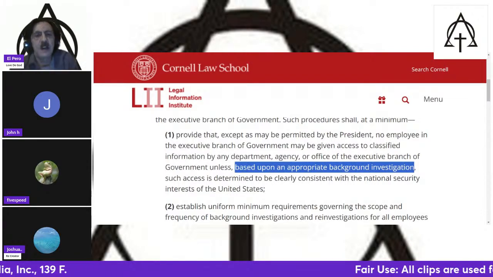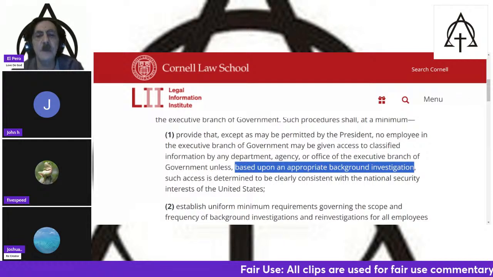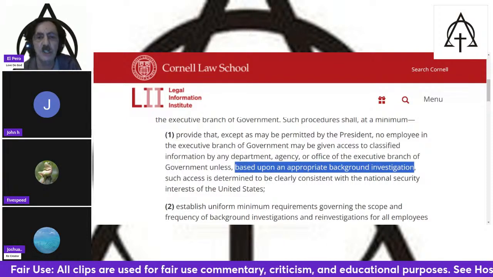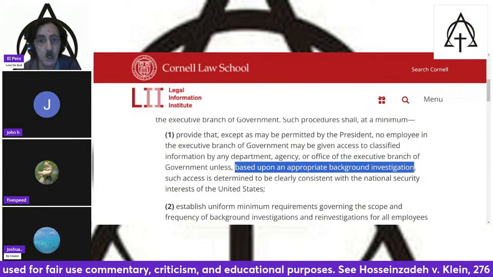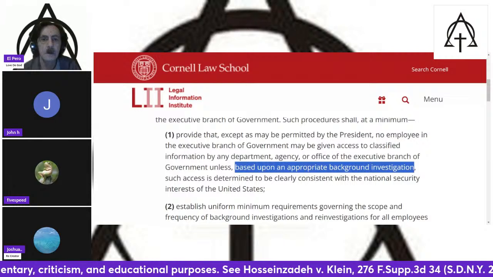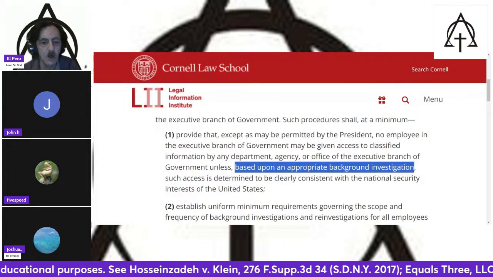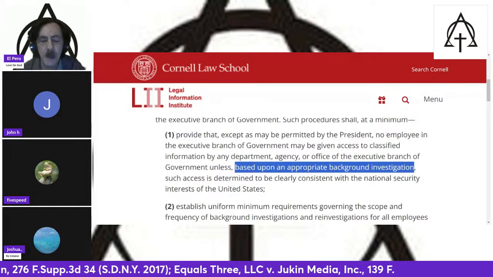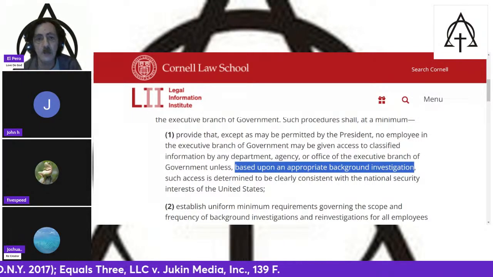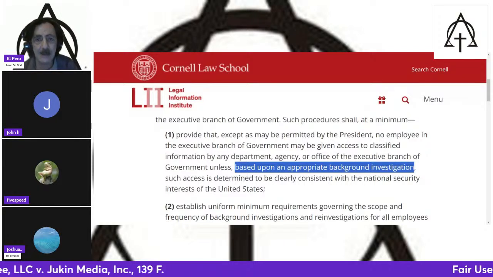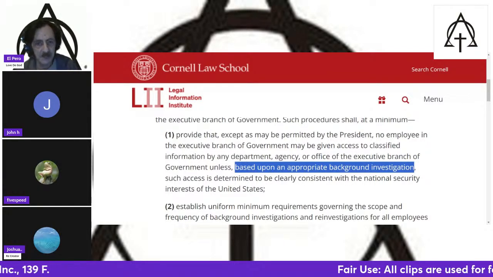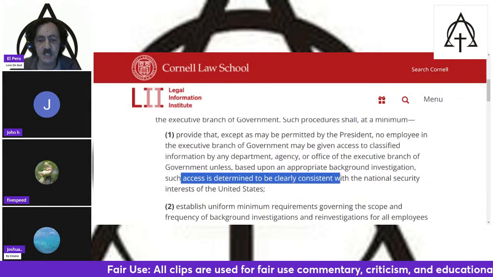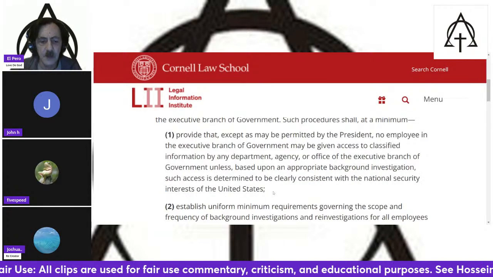Where does that background investigation begin? What gives them the right to investigate your background if you're not subject to their code, statutes, rules, and regulations to begin with? It must be a criminal event. That's the only reason anybody would have any reason to check out anybody else's background. Otherwise, you would have to be already involved in some kind of federal employment or contracting to be subject for a background investigation. Thus, such access is determined to be clearly consistent with the national security interest of the United States.